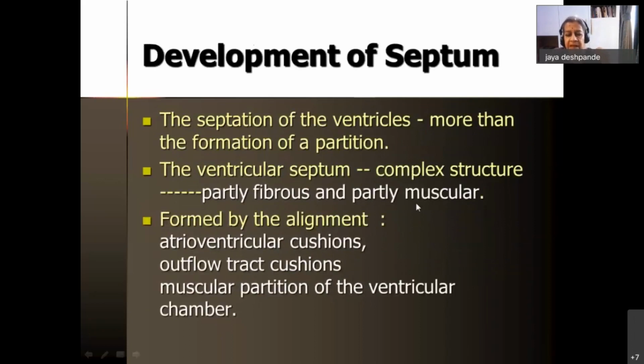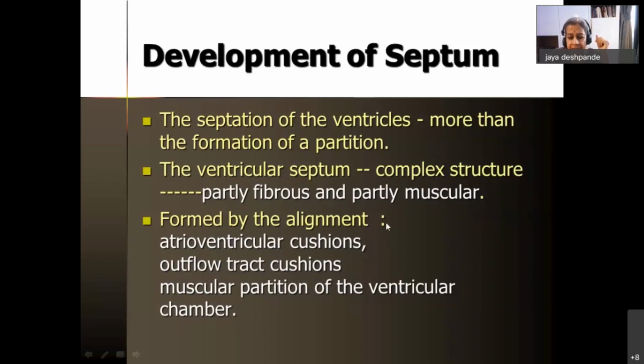So before we actually go on to the pathoanatomy of the VSD proper, it is good to understand something about the development of the septum. As I told you, septation of the ventricles is more than a simple muscular partition. It is not a straight structure. It is a sigmoid-shaped structure.